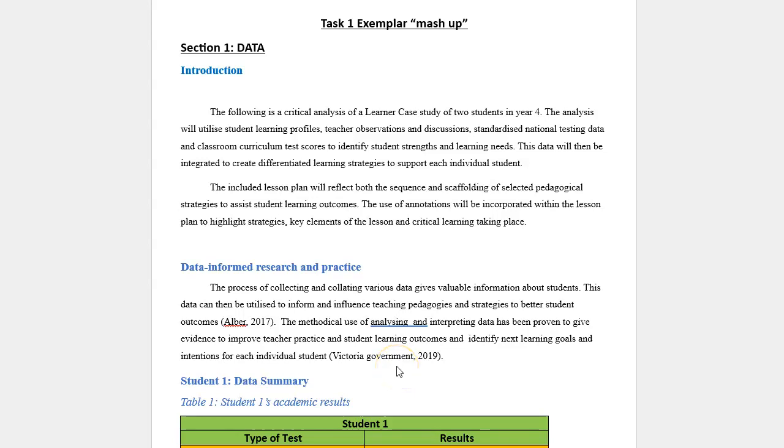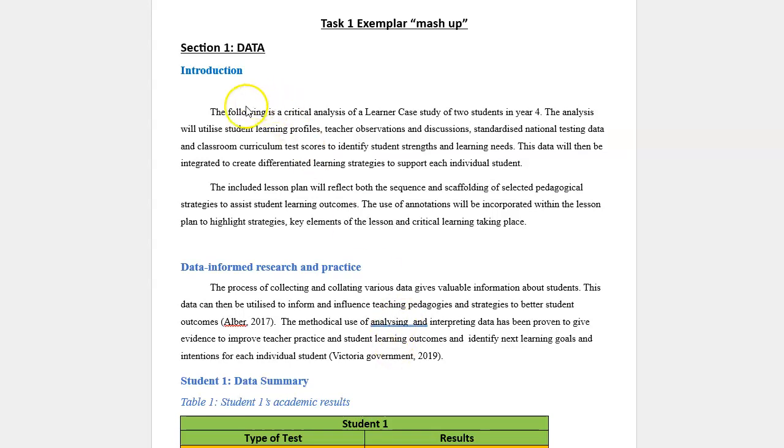Well, this is PEP4 Task 1, and I've called it an exemplar, but I've mashed up 3 assignments put into the best, just showing you how different students have approached things. And for basically the 3 sections of the assignment, that's the data, that's the strategy, elaborations and connections, and then the outworking of that into a lesson plan. So let's have a look here.